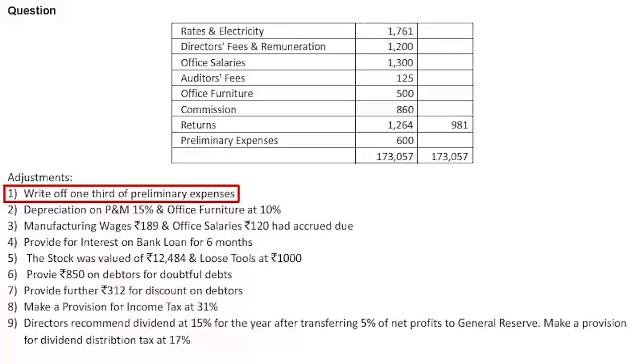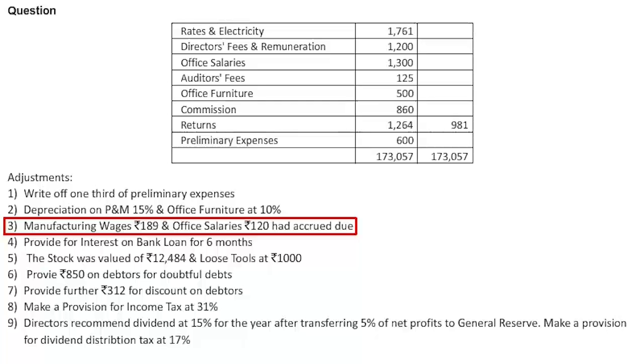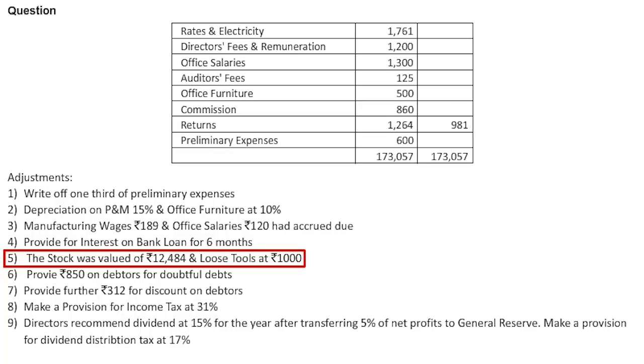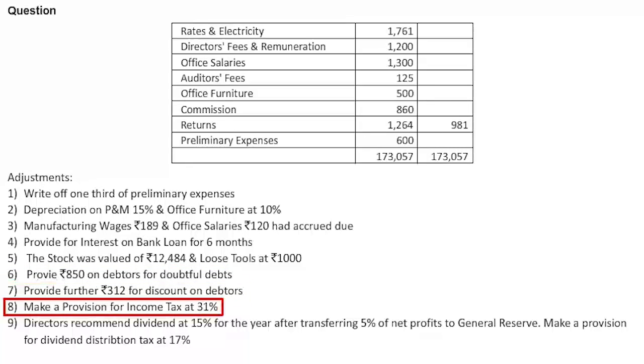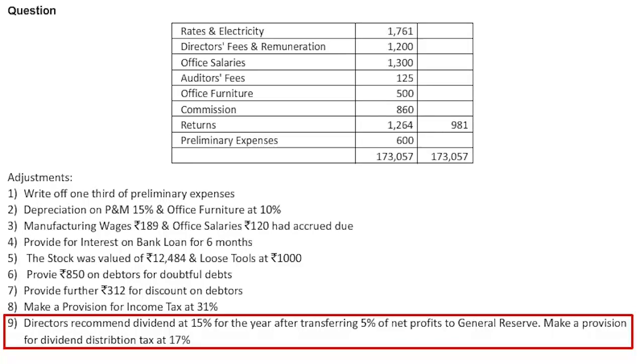Write-off 1/3 preliminary expenses, depreciation, manufacturing outstanding wages and office salaries outstanding, interest on bank loans, stock, loose tools, closing stock. Provide for 850 on debtors for doubtful debts. This is discount on debtors. Make a provision for income tax. Directors recommend dividend at 15% for the year after transferring 5% of net profits to general reserve, and make a provision for dividend distribution tax at 17%.